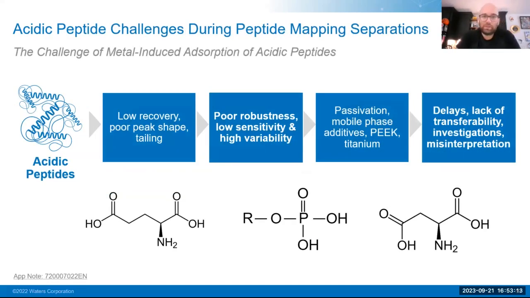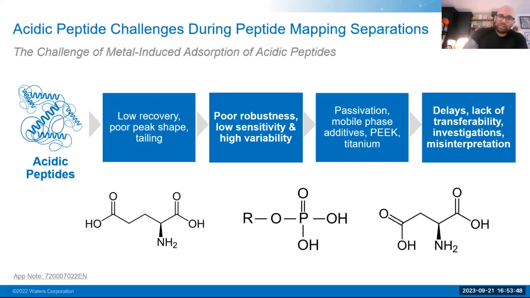But beyond Rapizyme itself, when we look at peptide mapping, there are some critical issues that pop up with the presence of different acidic peptides. When we look at the challenges, they relate to things like charge variants. You can see deamidation events, and the presence of more acidic amino acids. Unfortunately, we'll see low recovery, poor peak shape, and tailing, and this leads to a variety of issues in terms of robustness of separation, as well as low sensitivity and high variability.